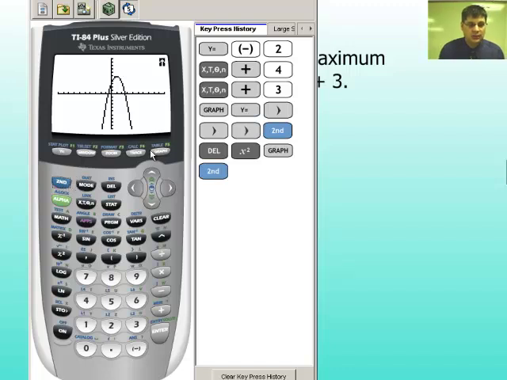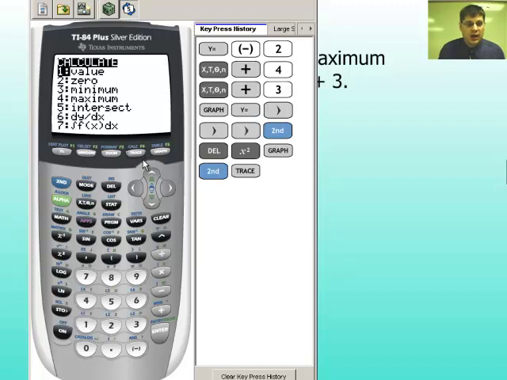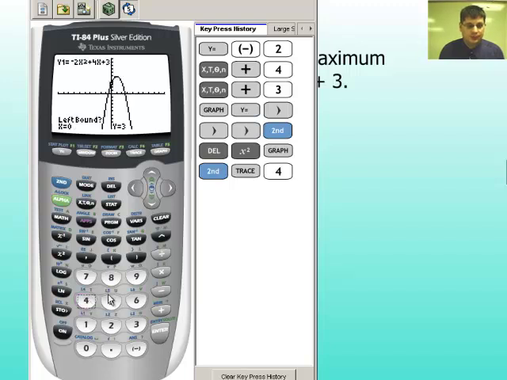We're going to press second, and I hope you're getting this down, and then calc. And here we're given a list of options, and since we're finding a maximum, I'm going to select option 4. Now, your calculator is going to ask you, left bound. It's asking, where should I look for this maximum? Set the boundaries, because it's not going to necessarily look at the whole graph. So you've got to tell it where to look.